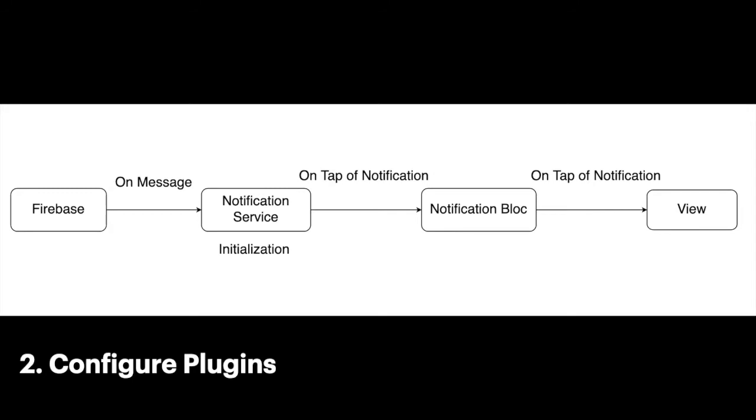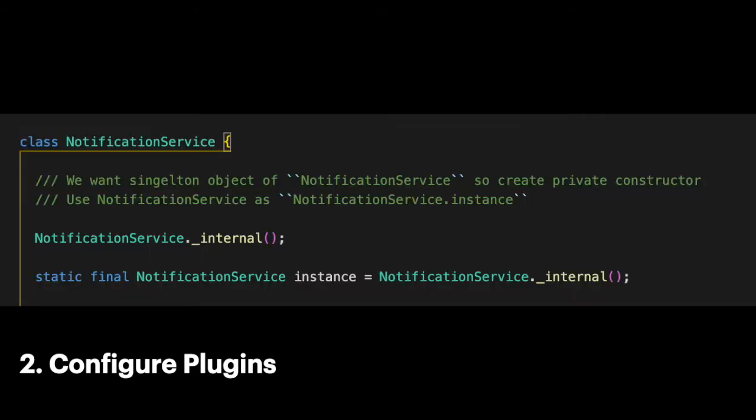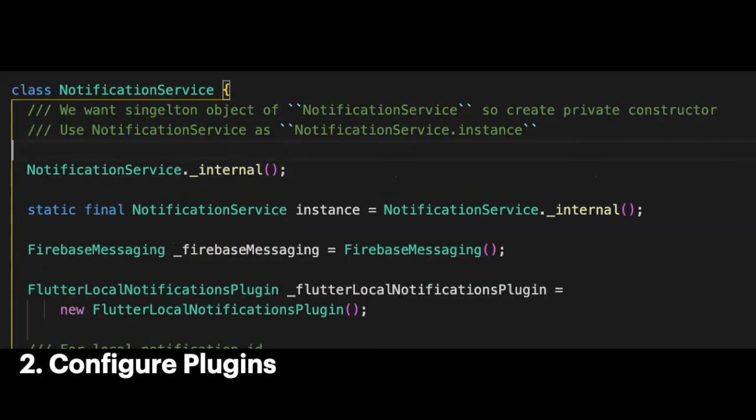The main idea is that the notification service will handle all the messages coming from Firebase, and it will notify the view through the notification block on the tap of the notification. Notification service is a singleton class. To do that, we have created a private constructor, and to call the notification service we have to use NotificationService.instance. Create objects for both the plugins.